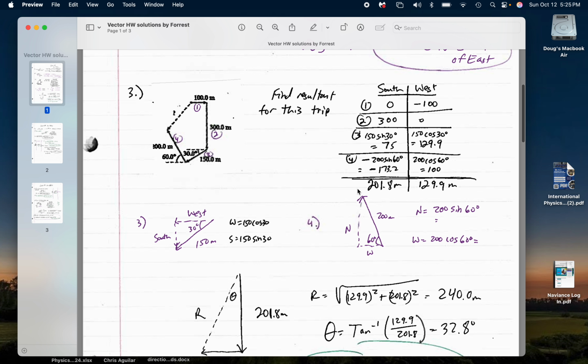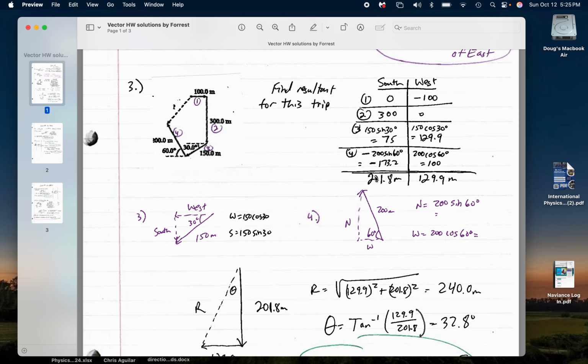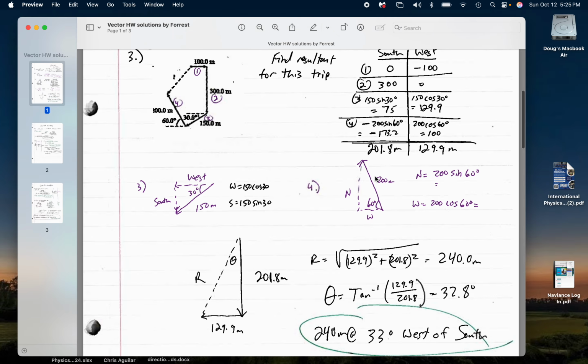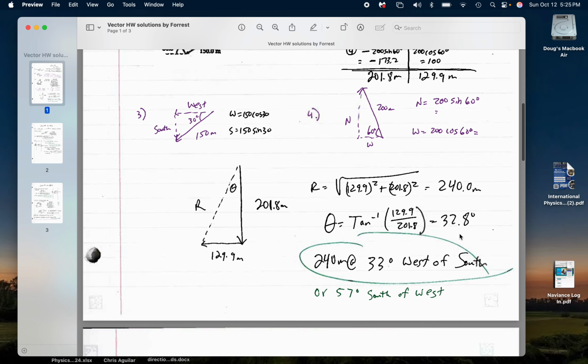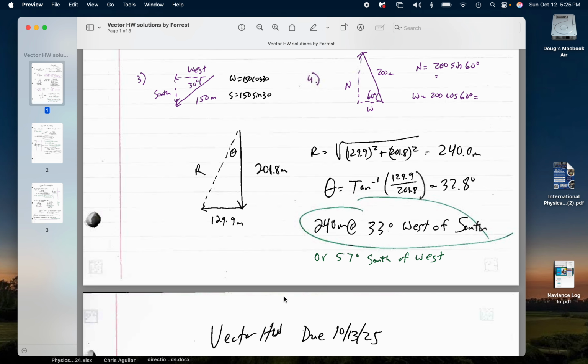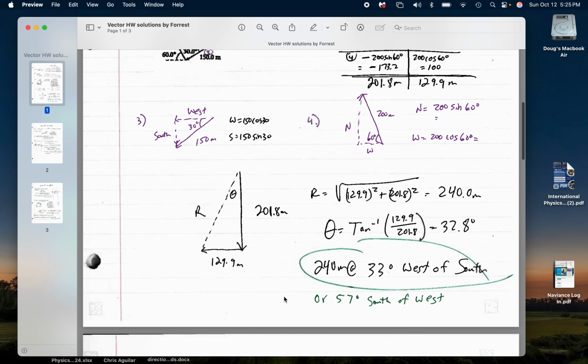Now, overall, when I add these up, the southern components add up to 201.8 meters. The western components add up to 129.9 meters. I'm going to redraw this. You could either draw south first and then west, or west first and then south. It won't matter. When I do that, my resultant is 240 meters. The angle I get is around 33 degrees. That's 33 degrees west of south. Or, if you drew it the other way, you would have found 57 degrees south of west.